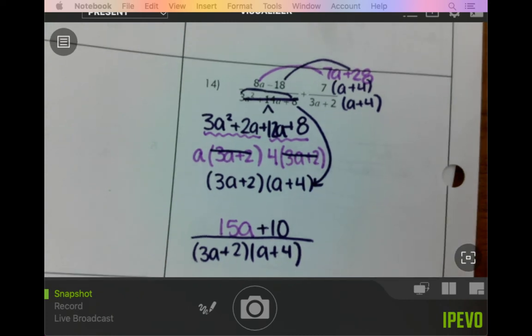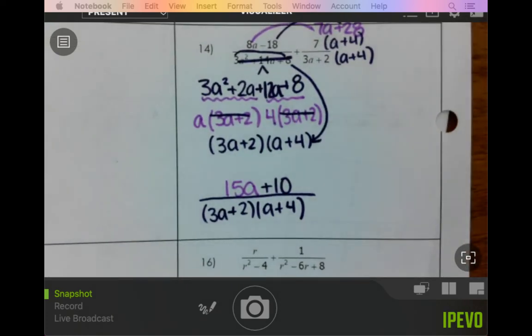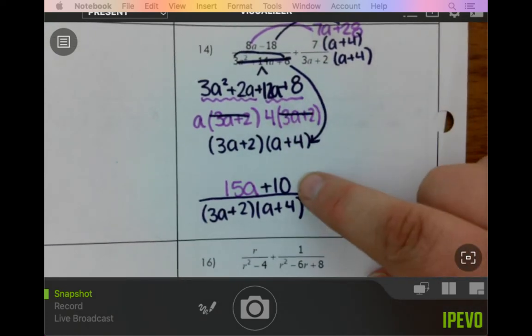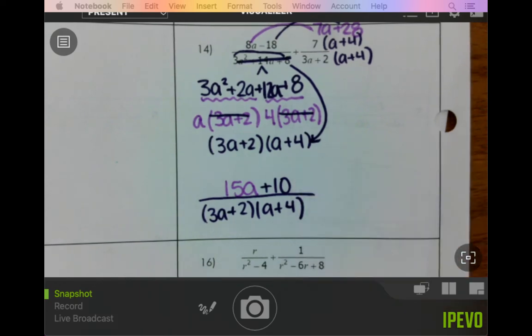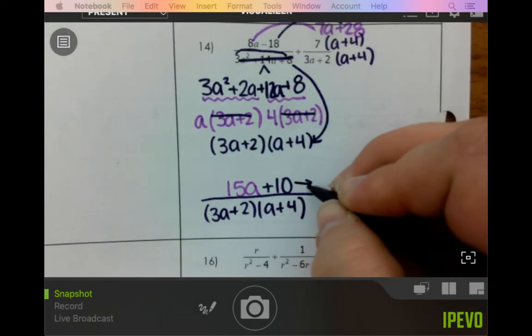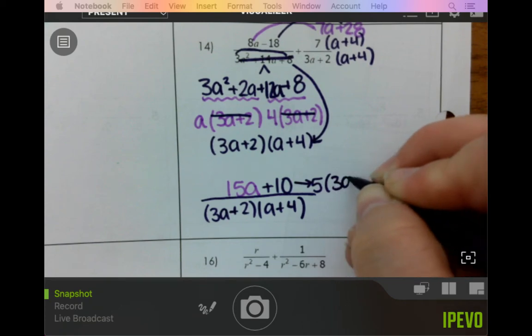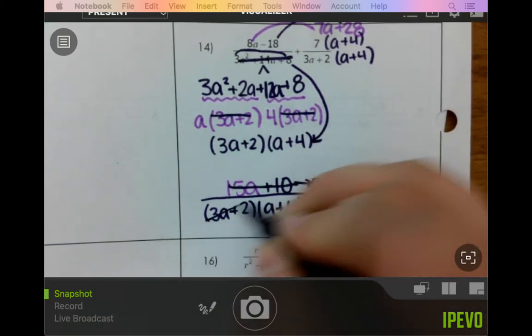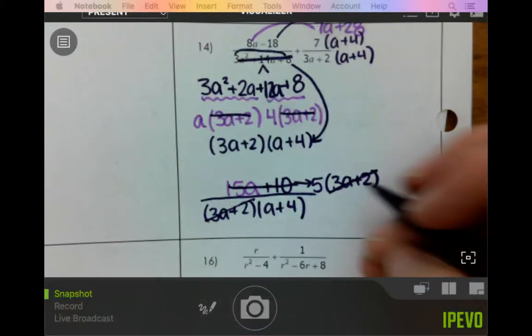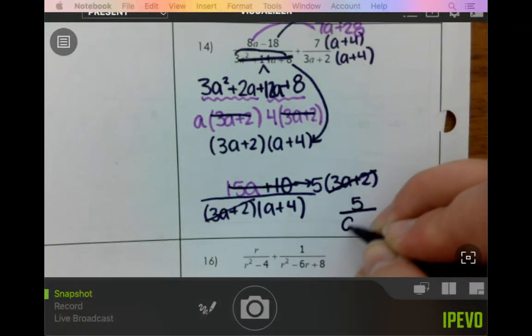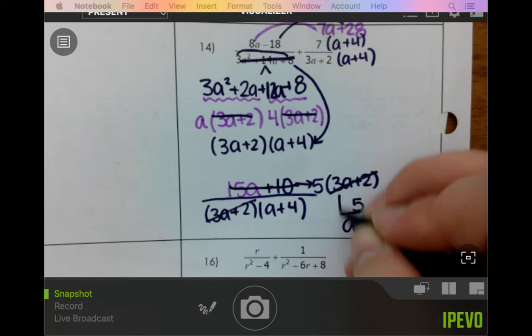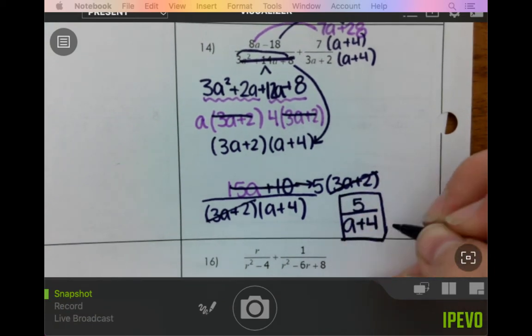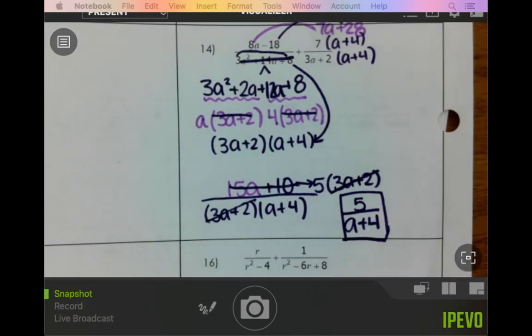We do want to see what factors cancel out. Thankfully, because this one was more difficult, all we have left is to divide these by 5. That leaves you with 3a plus 2. So you can cross off the 3a plus 2. And 5 over a plus 4 is your final answer. Something on each problem is going to cross out like that. There shouldn't be very much left at the end.